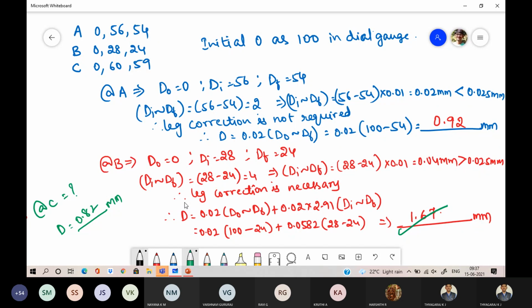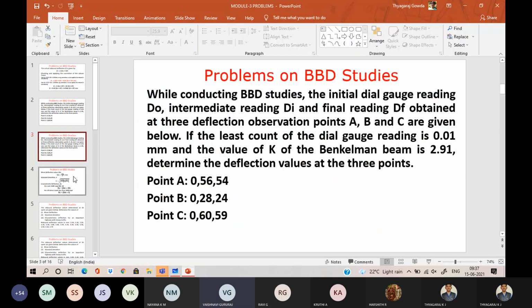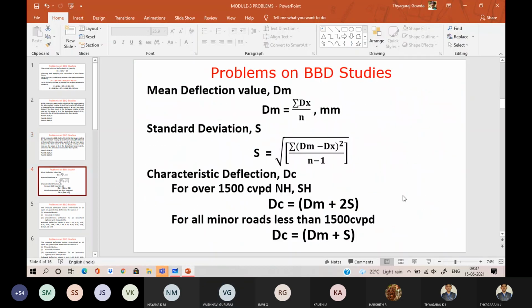Everyone have written right. Shall we go for the next type of problem? Yes, sir. Okay. So note down, the next is a very simple method, that is calculating the mean deflection, standard deviation, and characteristic deflection. So kindly note down these points, whatever I have displayed in the PPT. Calculating the mean deflection, standard deviation, then characteristic deflection.